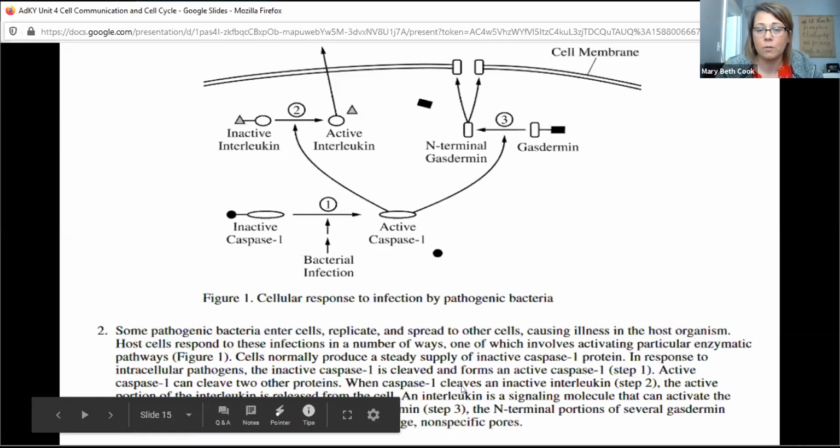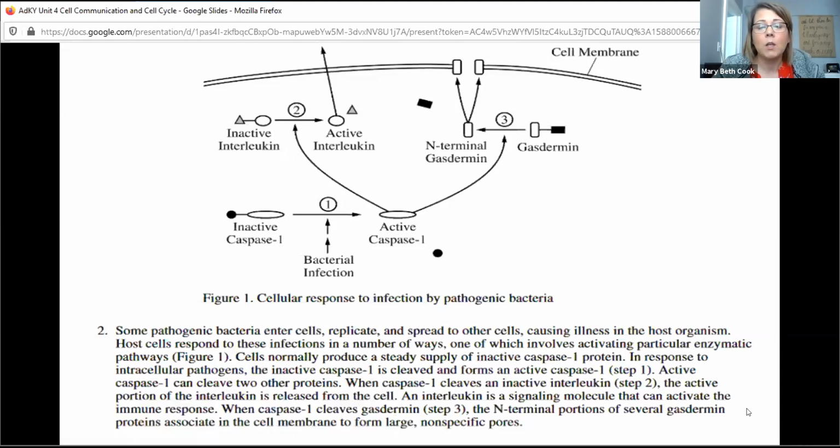When caspase-1 cleaves an inactive interleukin, so step 2, the active portion of interleukin is released from the cell. And so then they tell us what interleukin actually does. It's a signaling molecule that can activate the immune response. So now we know exactly what interleukin does.